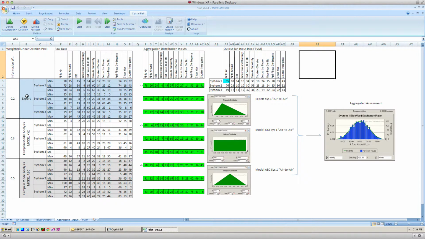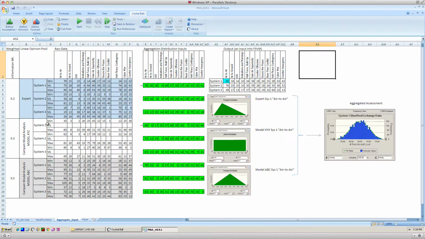In this particular example, I want to call out a few things. First, we have input from an expert, we have input from campaign model XYZ and campaign model ABC. And in this notional example, we've assigned a weight to the expert of 0.2, 0.3 for this model, and 0.5. And that represents our belief in the overall merits between these three things.